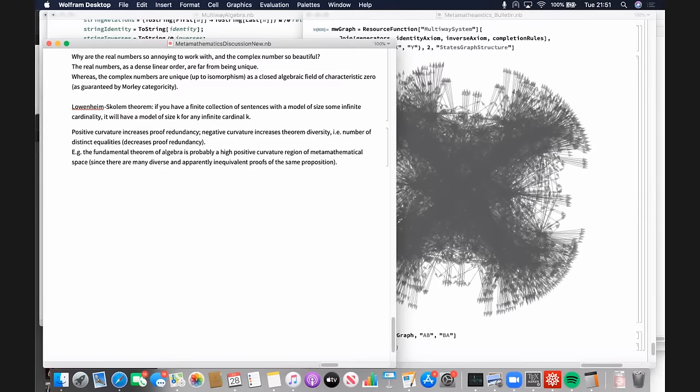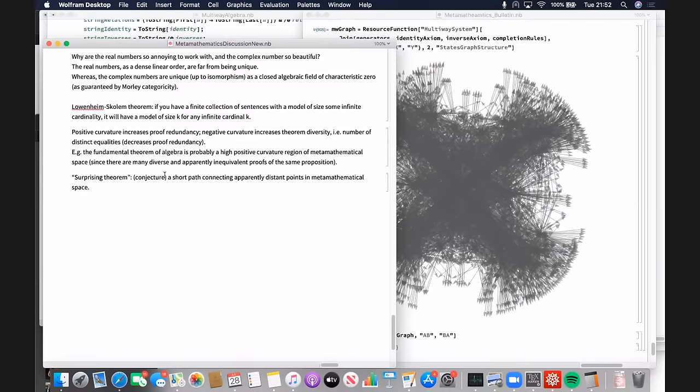One of the things I had in the NKS book was a list of things people say about theorems. Like, that's an interesting theorem. That's a powerful theorem. That's a surprising theorem. What do those mean in this theory? So, for example, a surprising theorem, I had imagined, connects two regions of metamathematical space that are otherwise disconnected. So a surprising theorem is a short path connecting apparently distant points in metamathematical space.